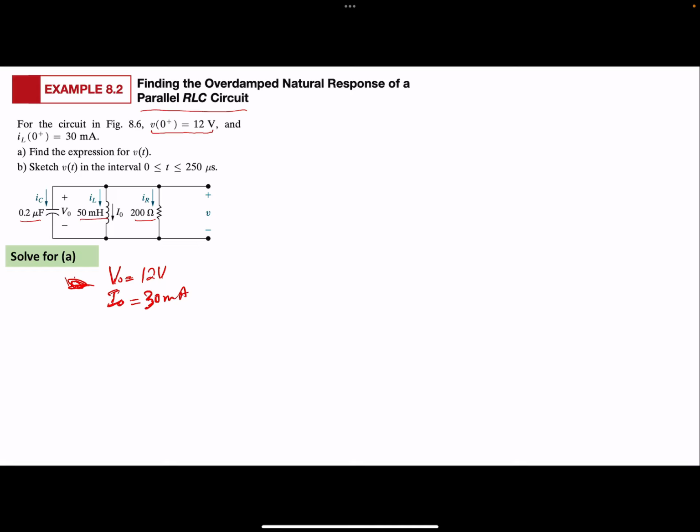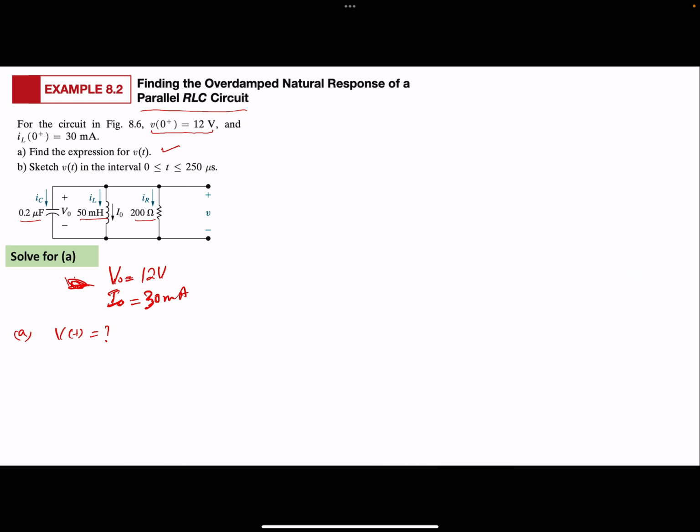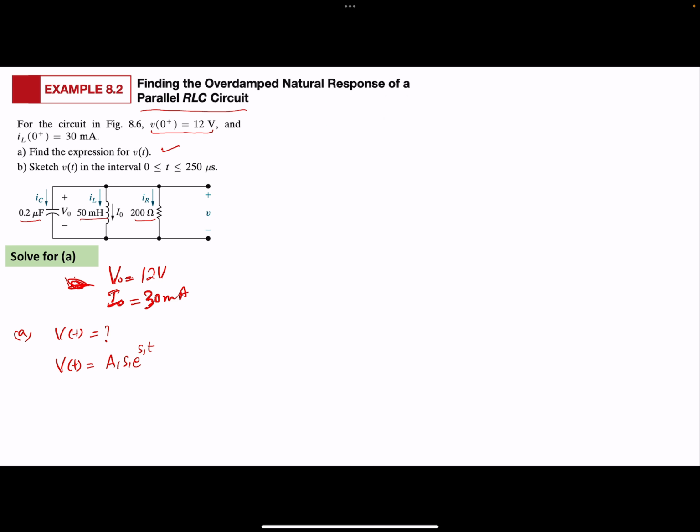And it asks you to find the expression for v of t, right? So in part A, we need to find the value of v of t. We looked at the expression for v of t over here, right? So essentially, we need to find A1, A2, S1, S2, and I'm going to write the equation again. It was A1 e raised to the power S1 t plus A2 e raised to the power S2 t. So I need to find the values of A1, A2, S1, and S2.